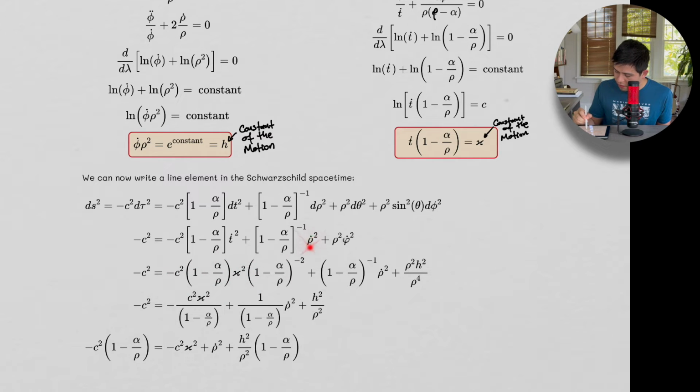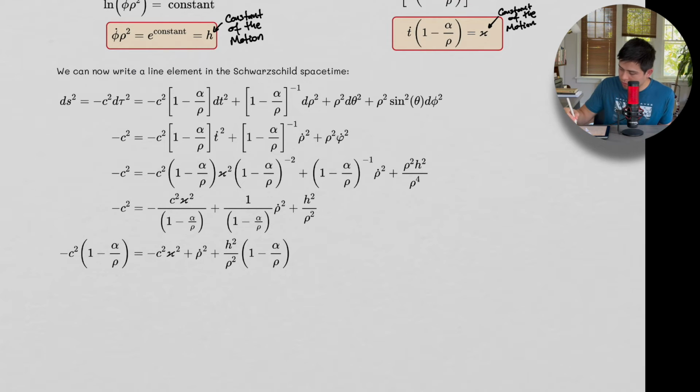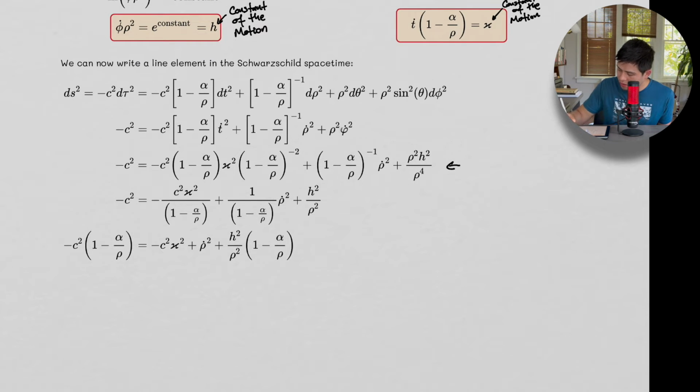This term here, rho dot squared and times all this, that doesn't really change because I don't really change anything there. And then this here, you could see how this is related to a constant of the motion as well, right? So this is where h comes into play. This point here is really where we're injecting constants of the motion.